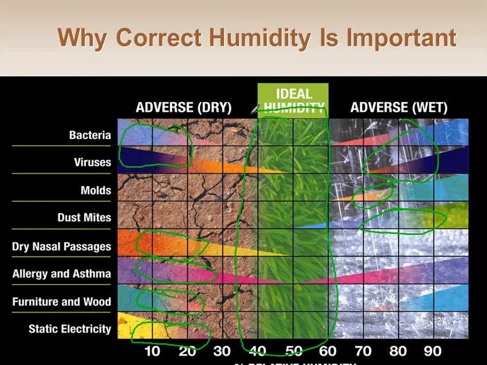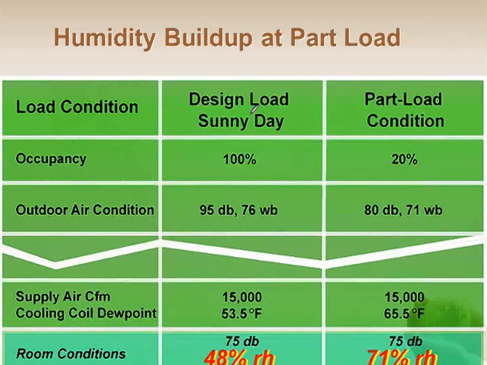ASHRAE Standard 62 has an upper humidity limit maximum of 60%, so you definitely want to design it to be 60% or less in a space. There is no lower limit in the current ASHRAE standards, but just based on this chart here, I think you can see if you keep it above 30%, maybe even 40%, you're probably in good shape. We'll say 30%. That's a pretty common one.